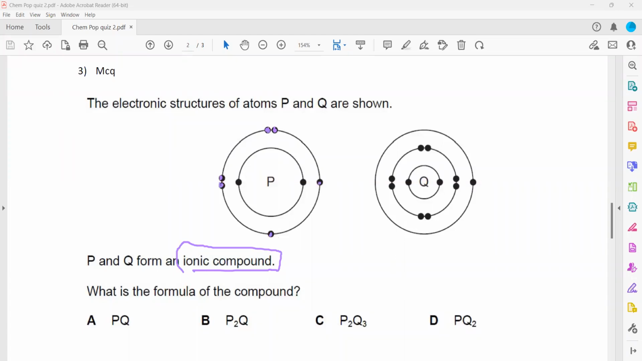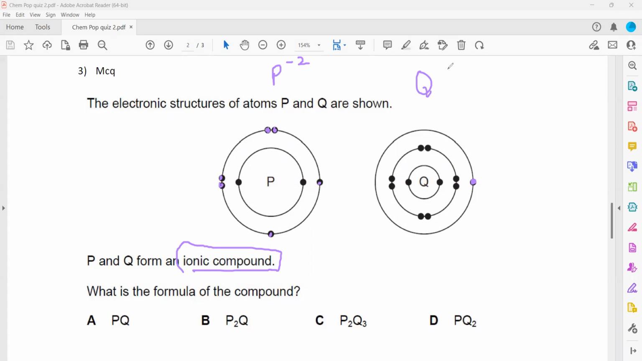So if P has 6 electrons in the outer shell, it means it belongs to group 6, and group 6 should have a valency or a charge of -2. When we check for Q, Q has only 1 electron in the outermost shell, so Q should have a charge of +1.